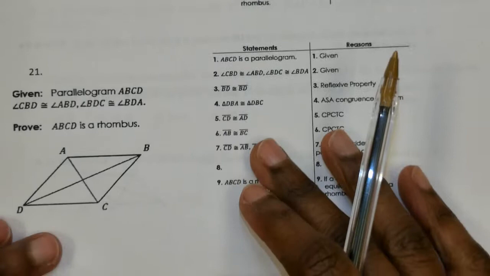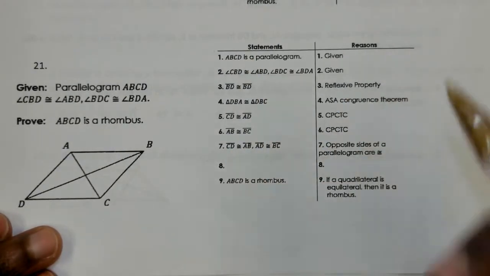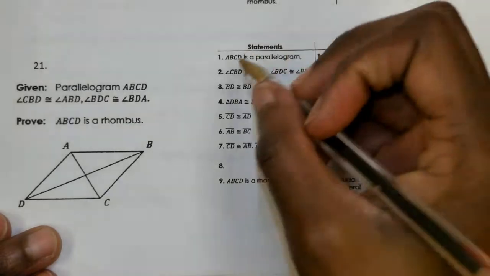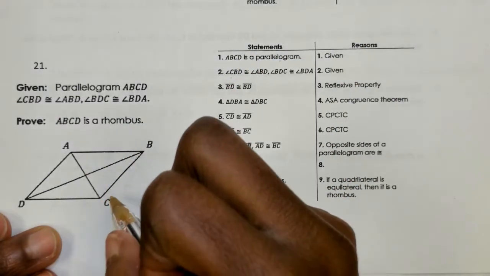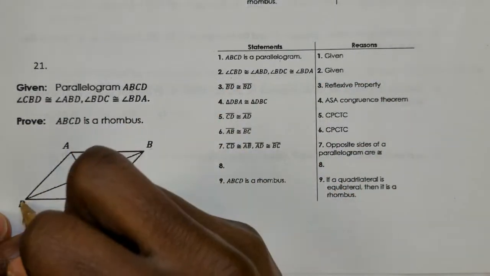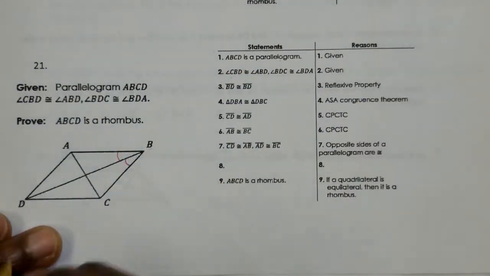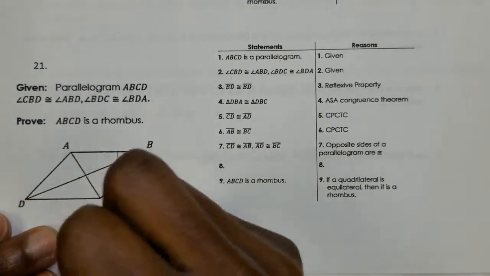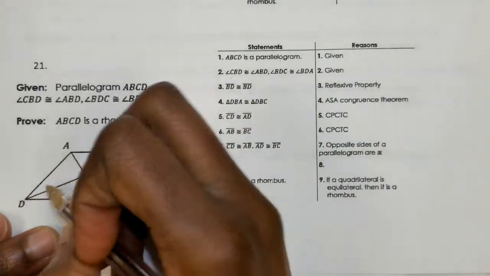Okay, and then the last one on here. Most of the proof is filled out for us, so we just kind of have to read through it and mark things on the picture. So ABCD is a parallelogram. CBD is congruent to ABD. And BDC is congruent to BDA.